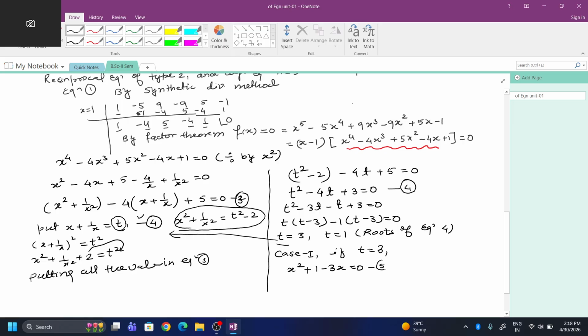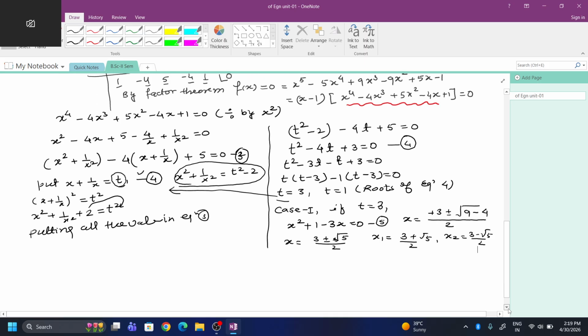Again, it becomes a quadratic equation. So how we can simplify a quadratic equation? By using the formula minus b plus minus root over b square minus 4ac, divided by 2. So what is the solution of this equation? 3 plus minus root 5 upon 2. So we get x1, it is equal to 3 plus root 5 upon 2. X2 it is equal to 3 minus root 5 upon 2. I think this line is clear. There is no doubt because it is a very simple calculation.